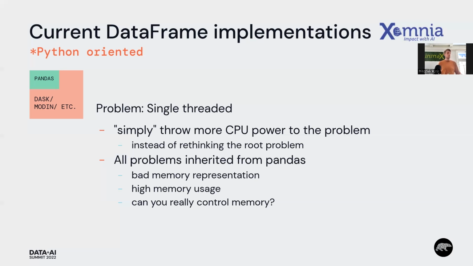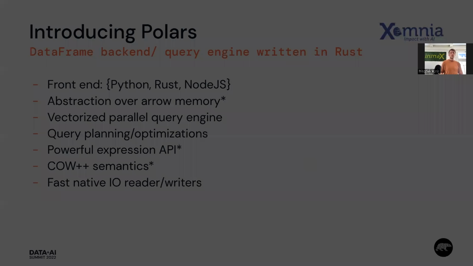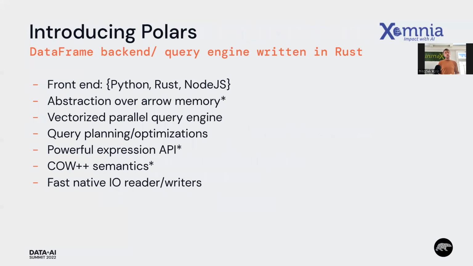We still get the bad memory representation. We will still have a high memory usage, and we cannot really control memory. That was already hard when you go through memory via NumPy, but the higher you go into abstraction, the less control you have. And that's where Polars comes in.